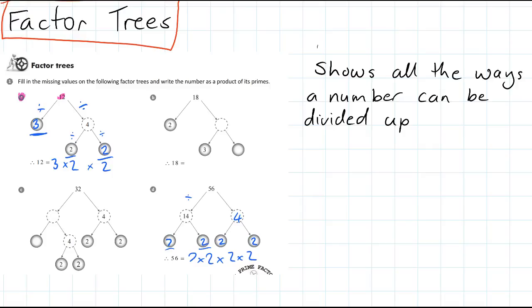Okay, now we stopped at the 2's and the 7's and the 2's down here because they're prime factors. They're numbers that are only divided by itself and 1. And that's a good place to stop the factor tree. Okay, that's a lot of information. Have a go. I'm sure you'll do well.